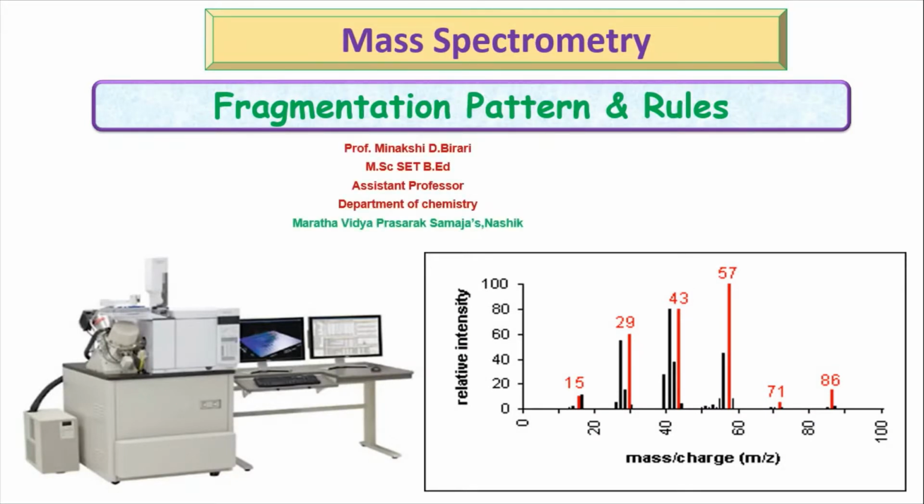Hello everyone. In the previous lecture, we studied the different types of ions and peaks in mass spectrometry. Now, in today's lecture, I am going to discuss the fragmentation pattern. For the study of fragmentation patterns in different classes of organic compounds, it is necessary to understand the rules of fragmentation. So, let's begin with the rules of fragmentation, and also we will study the fragmentation pattern.